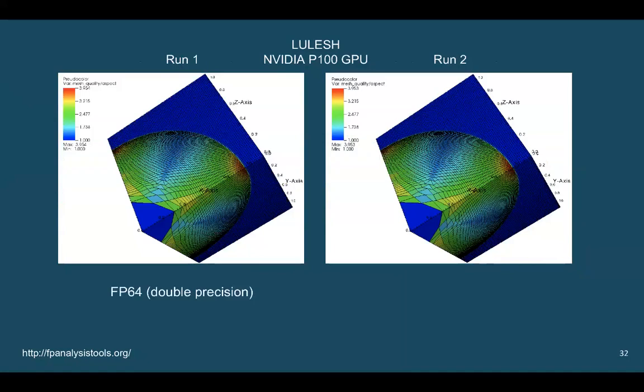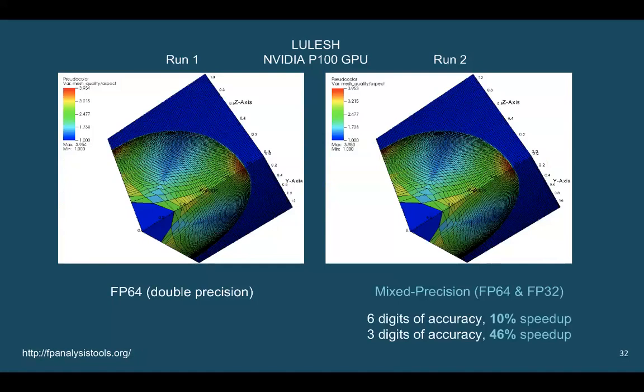And the difference is that in the first run, we're doing a run with full double precision, so all the variables are in double precision. In the second run, we are using a mixed precision case where some of the operations are in double precision and some of the other operations are in single precision.